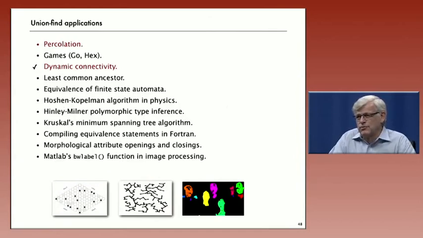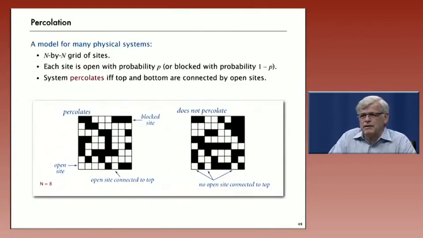We'll see later Kruskal's minimum spanning tree algorithm, which is a graph processing algorithm which uses union find as a subroutine. There's algorithms in physics for understanding physical phenomena that we'll look at an example, and many others on this list. So the one we're going to talk about now is called percolation. That's a model for many physical systems. I'll give an abstract model and then just talk briefly about how it applies to physical systems.